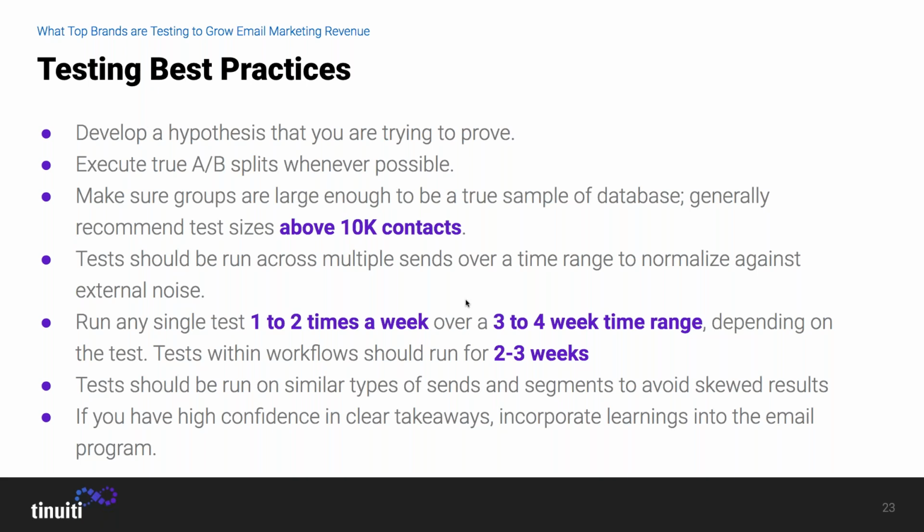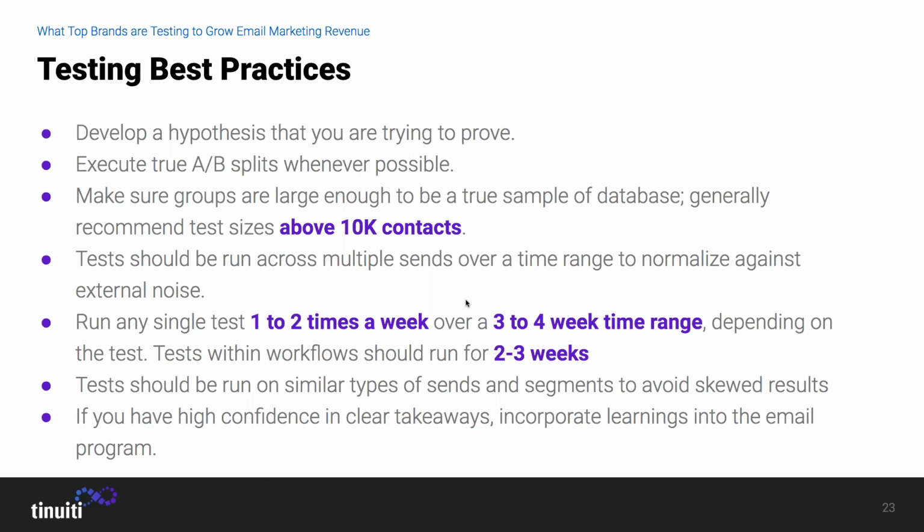Test multiple times, and that's because there's a lot going on in the inbox, and there may be external noise. It may be a really heavy send day. There may be something going on. Run any test 1 to 2 times a week over a 3 to 4 week range, and that gives us a good chunk of actionable data.